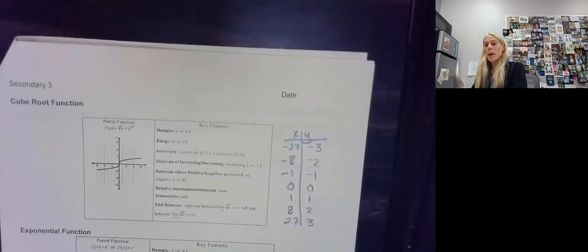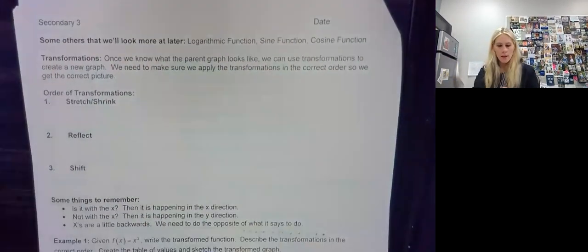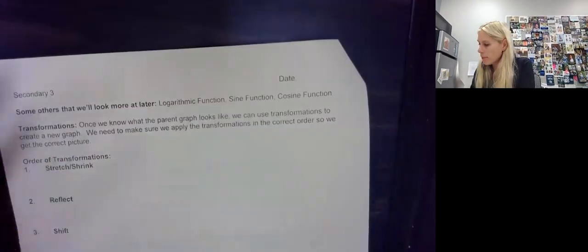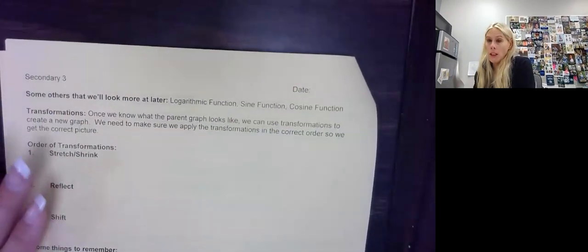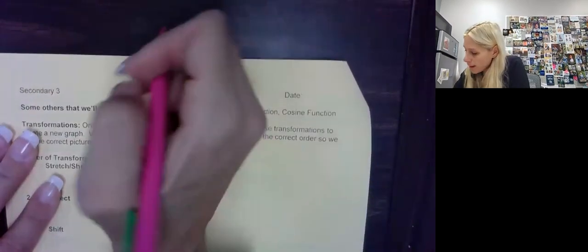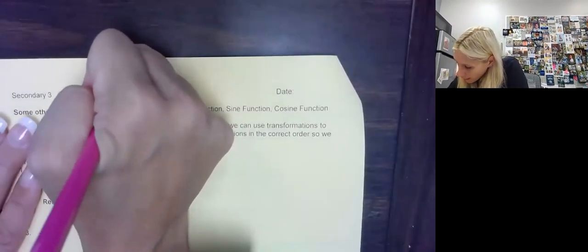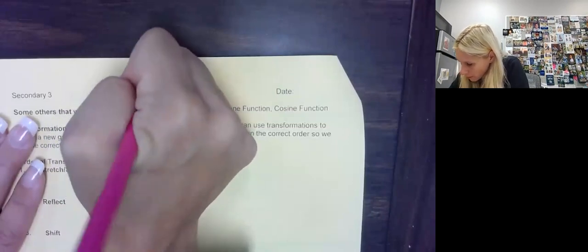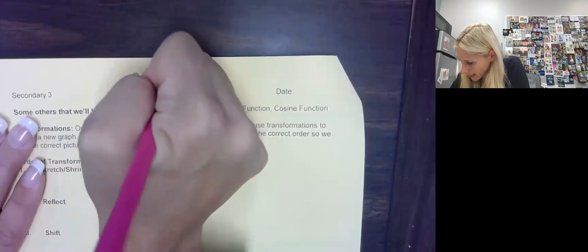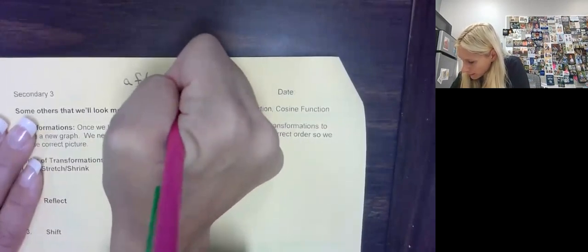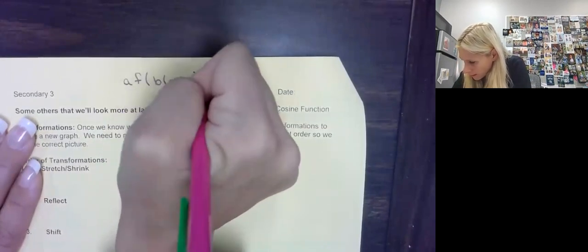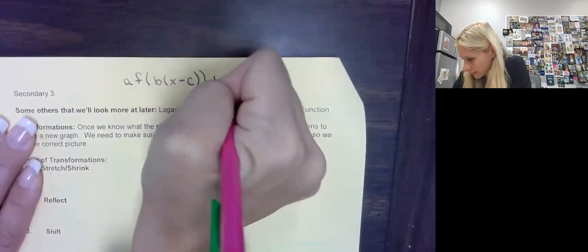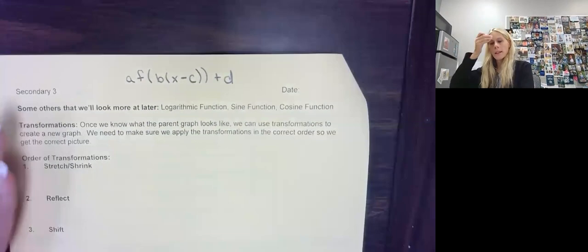So these were our parent functions. Now, what do we do with them? All right, well, let's talk about movements, okay? So what I want you to keep in mind is I'm going to write this in function notation, and I'm going to use our letters, right? So we get a function b times x minus c plus d. Okay, now what does that mean?